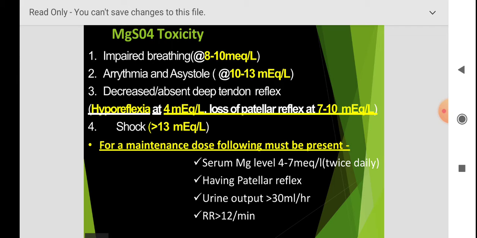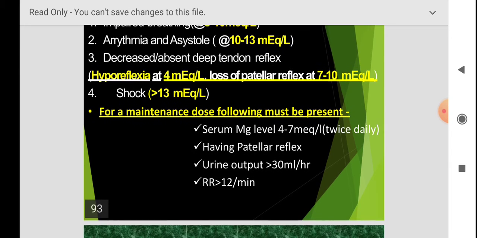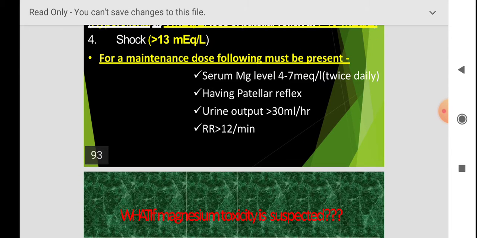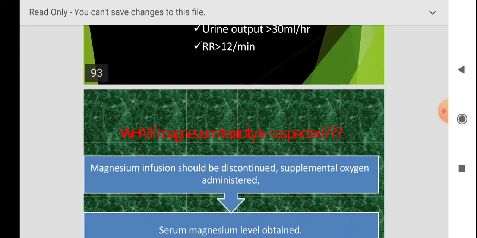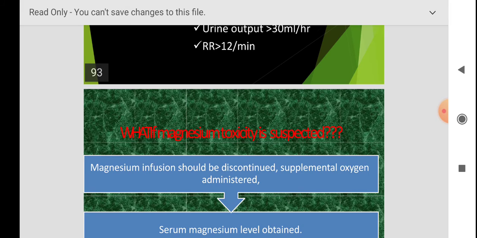For the maintenance dose, the following must be present. Only then you give her 5 grams IM dose every 4th hourly. The magnesium level should be 4 to 7 milliequivalents, which is measured twice daily. But in our laboratory it is not available, and most commonly everywhere it is not done. So the other three parameters you can measure before giving the maintenance dose: the patellar reflex should be present, urine output at least 30 ml per hour should be present, and respiratory rate should be more than 12 per minute. What happens in toxicity? There is respiratory depression.